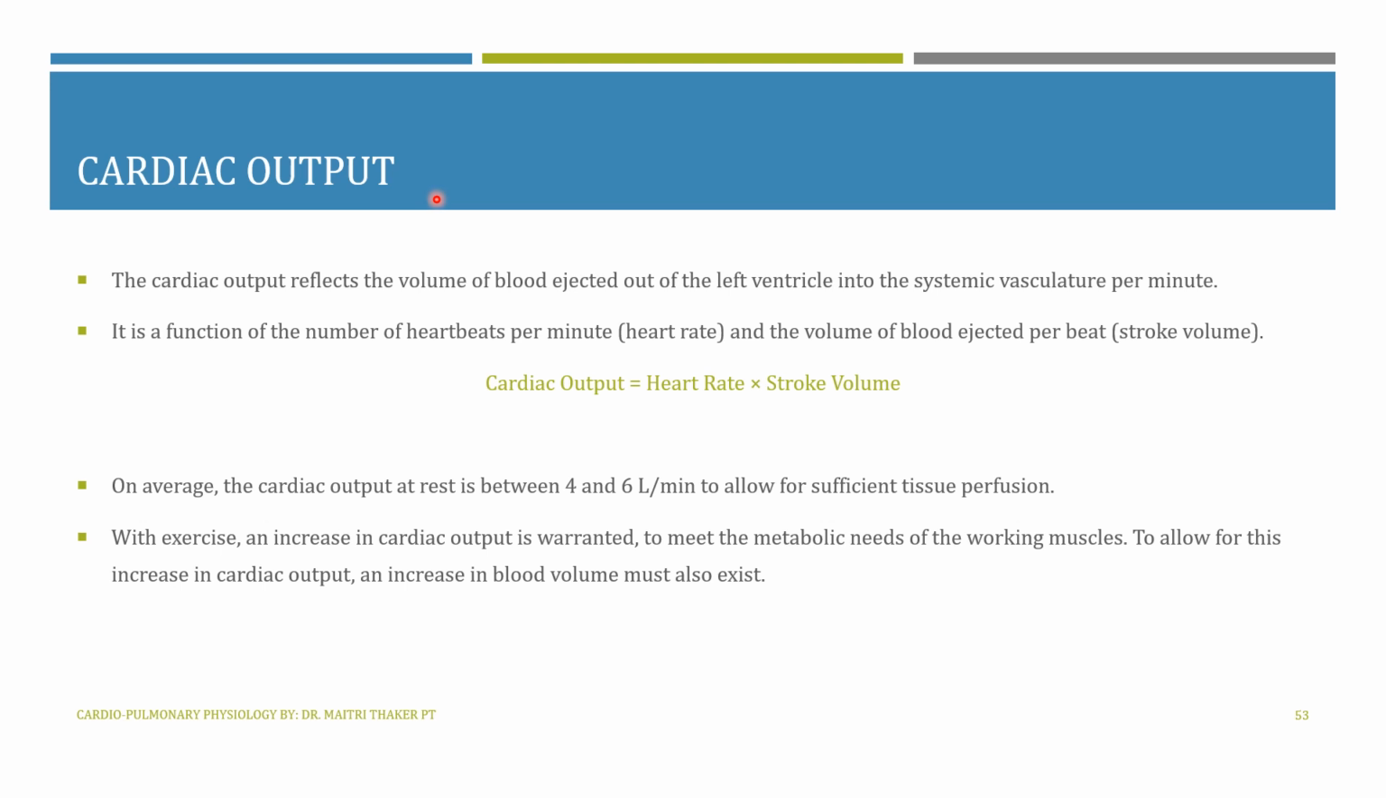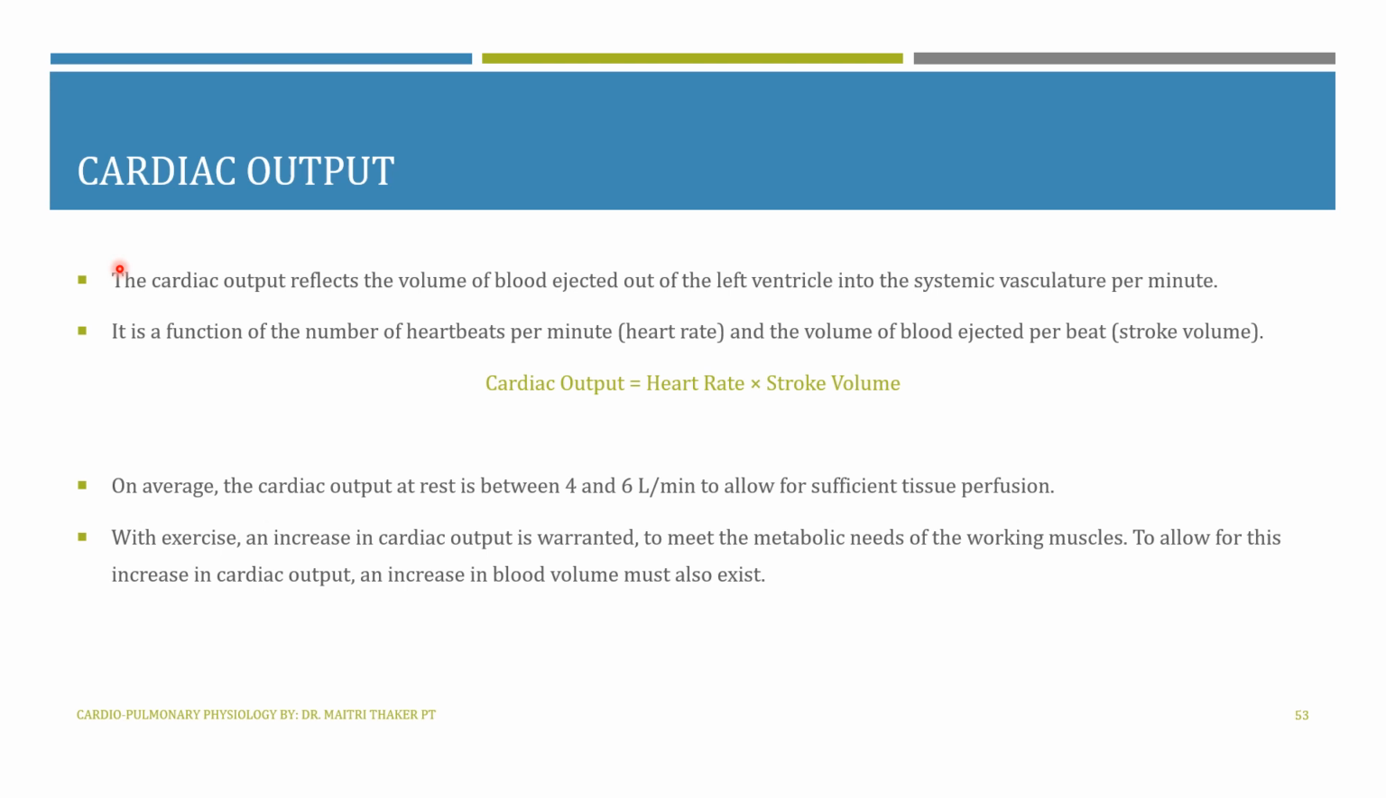With that, cardiac cycle is complete. Now we'll discuss cardiac output. The cardiac output reflects the volume of blood that is ejected out of the left ventricle into systemic vasculature per minute. Remember, cardiac output is the amount of blood that comes out of the heart per minute. Now, minute is very important to understand cardiac output.